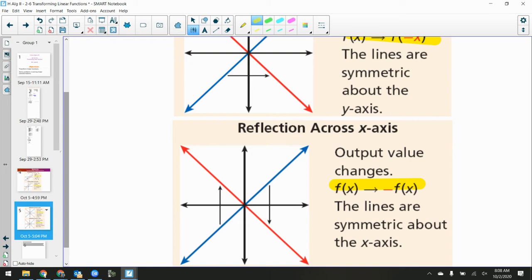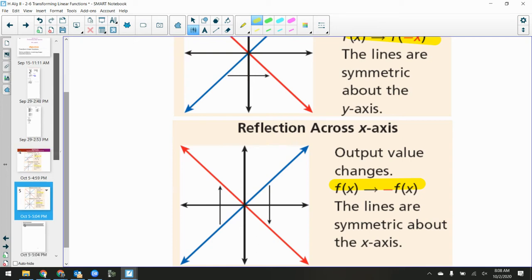Okay. Let's practice that a little bit. Okay. Flip it over on the front.